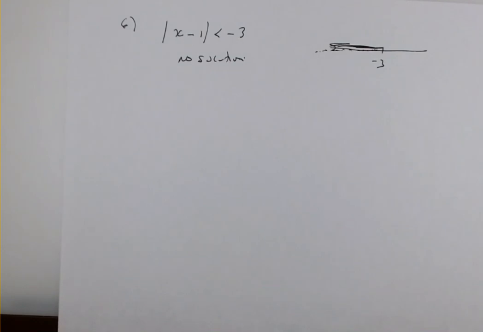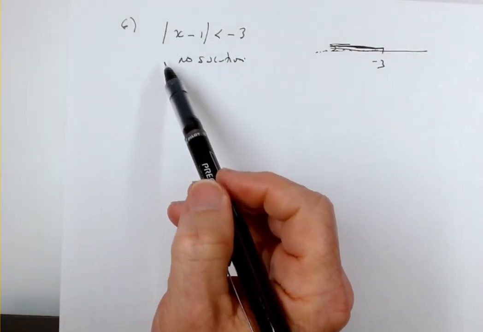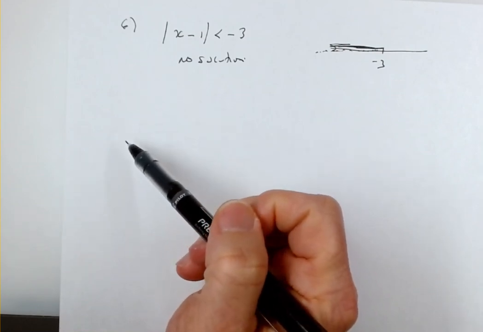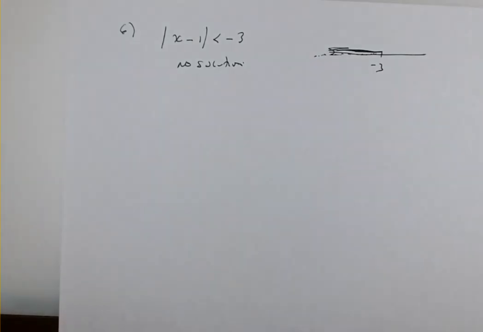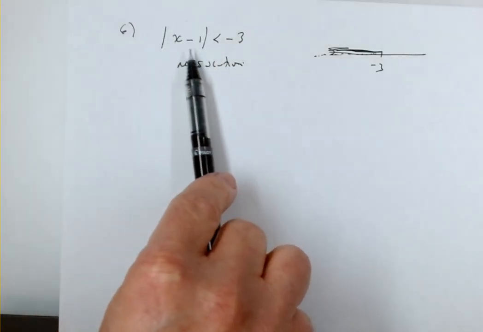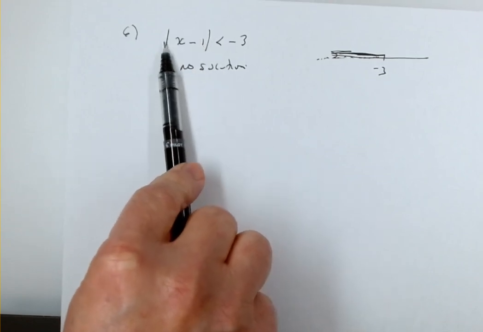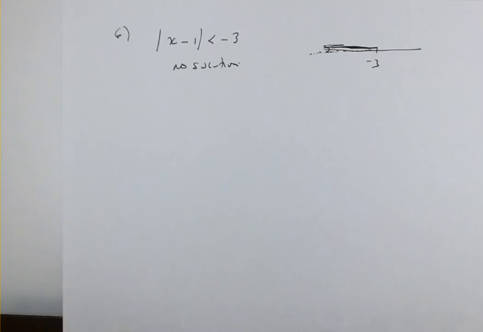Can you repeat the last thing you said? The absolute value of a number is always positive or 0. It is never negative. So if we see a negative number, no solution. If you see the absolute value on the left side and you see less than a negative number, then you're going to say no solution. But don't memorize that, understand that.